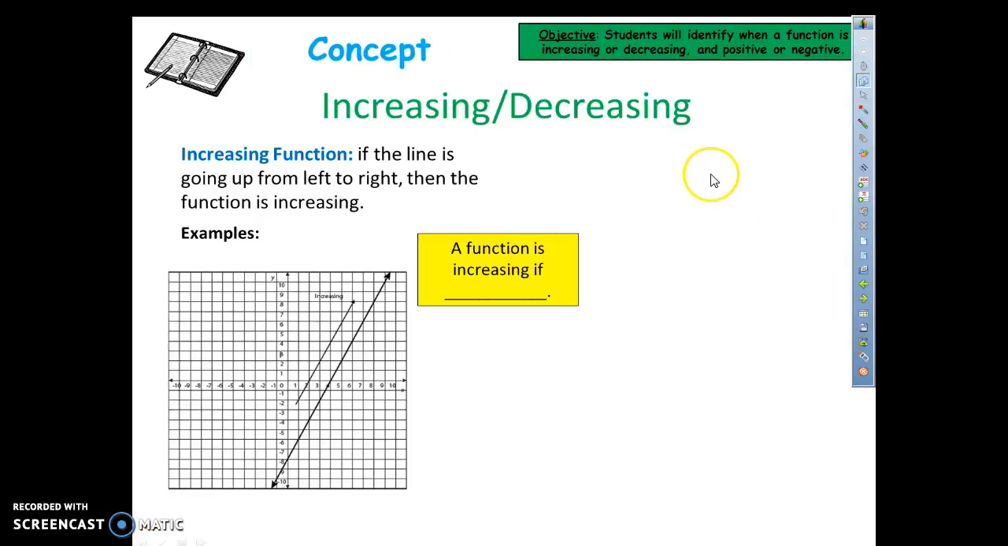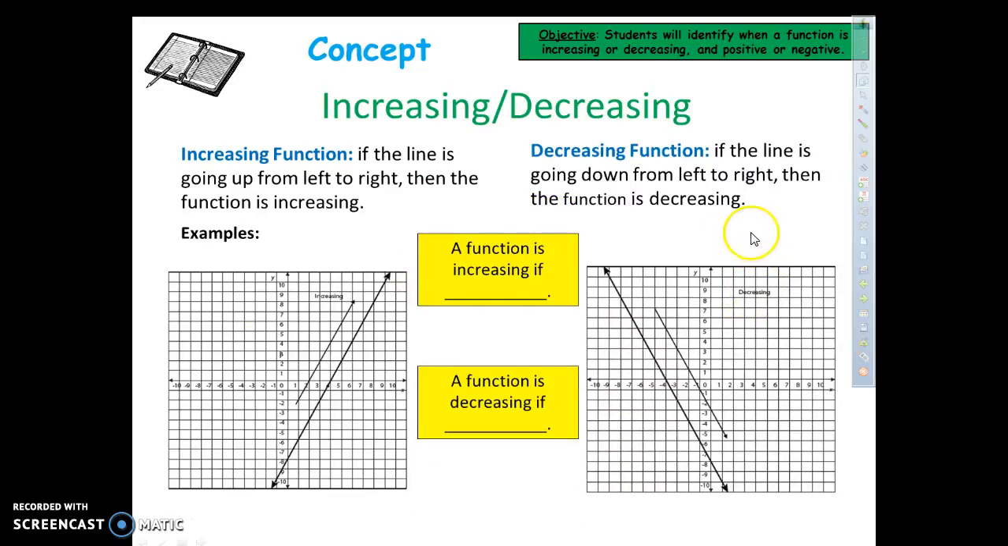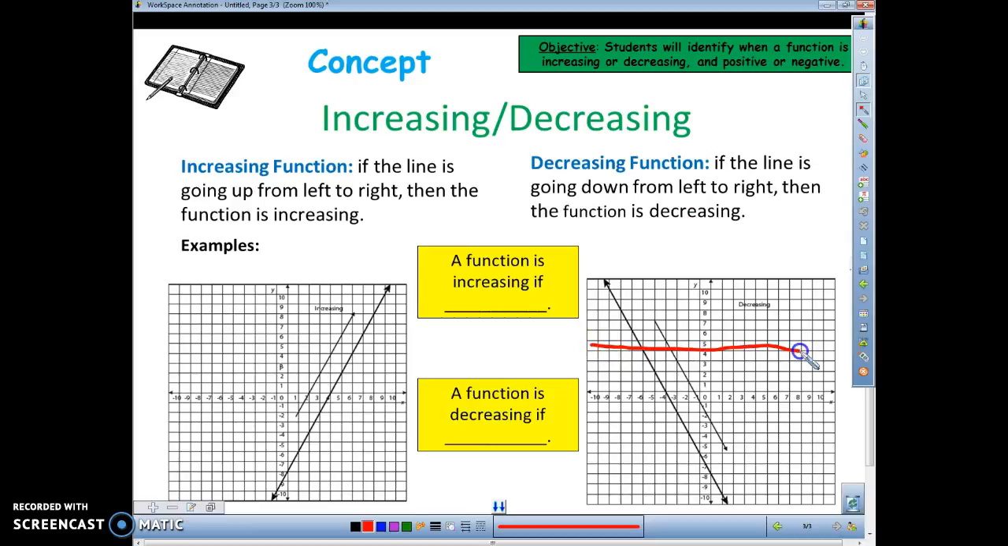All right. Our objective today, we want to identify when a function's increasing and decreasing. A function's increasing if it is going up from left to right. Pretty intuitive, right? If I have a positive slope, that function is increasing. I have a decreasing function, similarly, if my function is going down from left to right. The easy way to tell is just like reading a book. You go from left to right, and if the function is going down, then it's decreasing. If it's going up, then it's increasing.